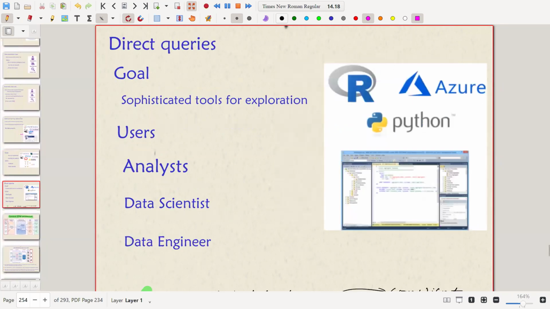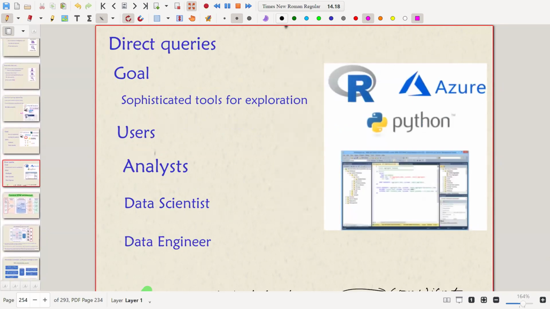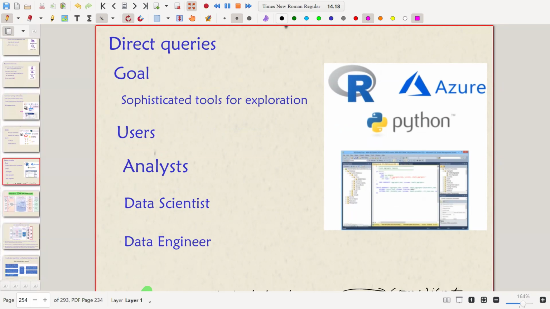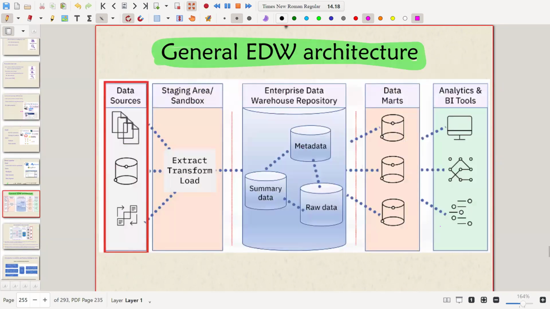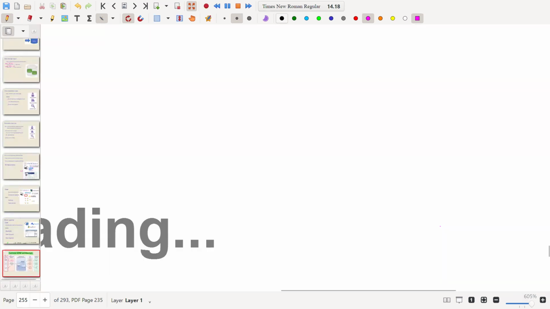So as usual, like Microsoft Azure, you already know. Let us come to this general enterprise data warehouse structure or architecture. Here in this first layer you have data sources, just a different kind of picture we are putting here, nothing else. This is the staging area or the sandbox area where it is going through the ETL process. And this is the enterprise data warehouse.